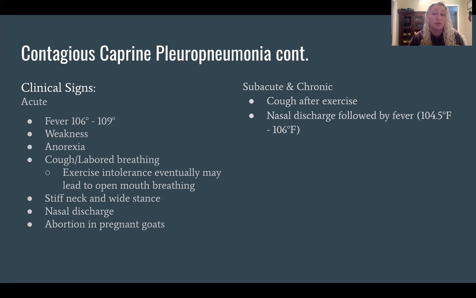Now, your subacute and chronic cases are typically milder than your acute cases, and they are going to have a cough after exercise, that nasal discharge, followed by that fever, so 104 to 106. And typically they can continue with the fever.